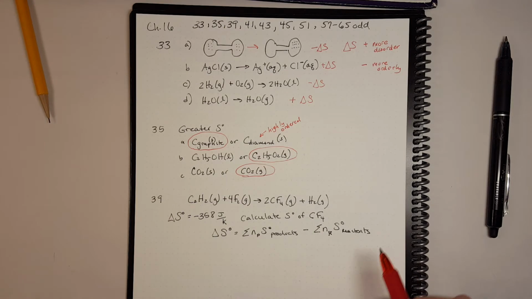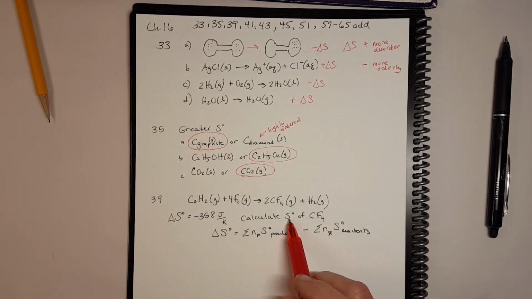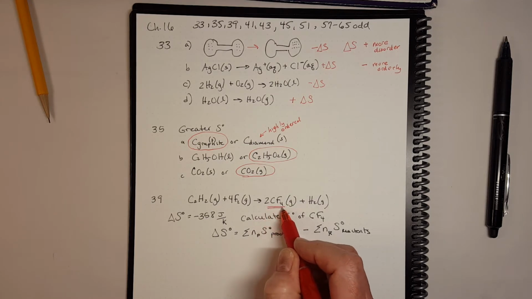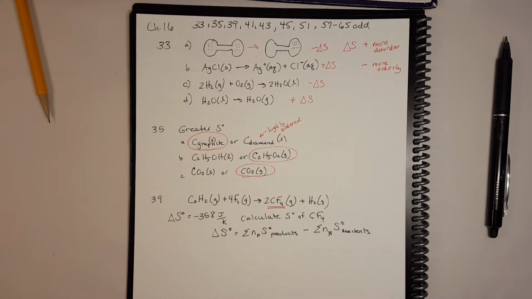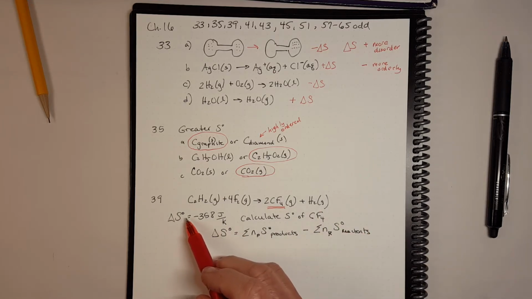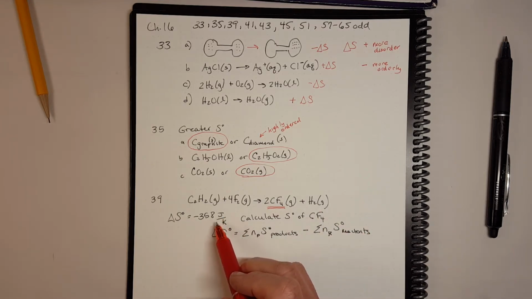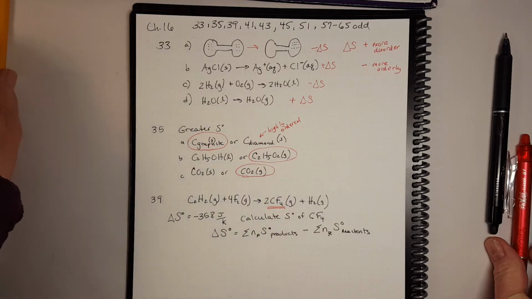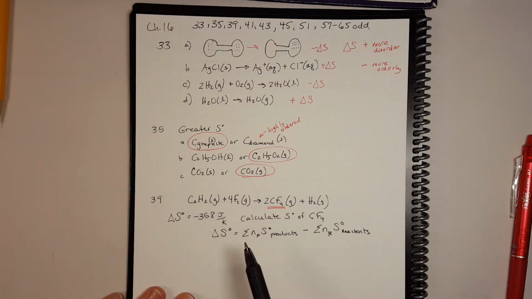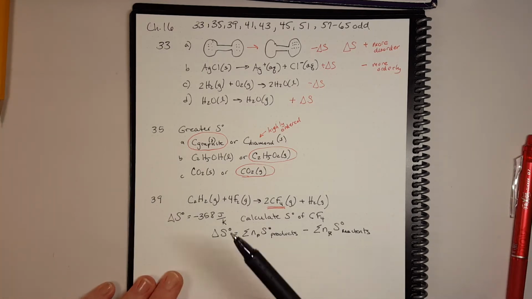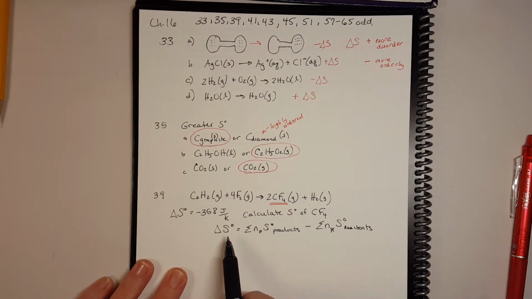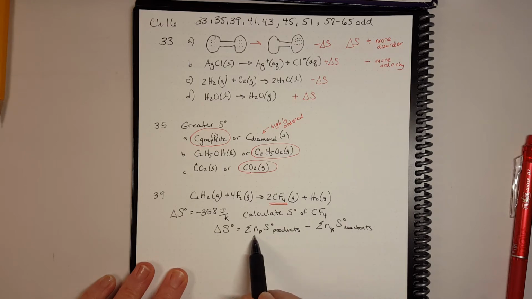39 says, calculate the standard entropy at standard state of CF4. So we want to know this entropy, given that the change in entropy of this reaction is negative 358 joules per Kelvin. It says to look in Appendix 4, and I'm also going to remind you that we got this formula in the reading. It's just like the delta H formula at standard state. You can find the delta S of a reaction by adding up all of the S's of the products and all of the S's of the reactants and subtracting them.